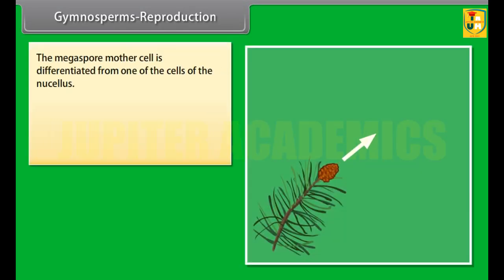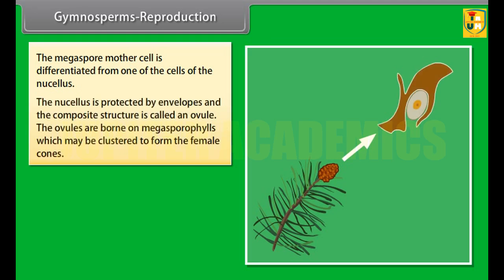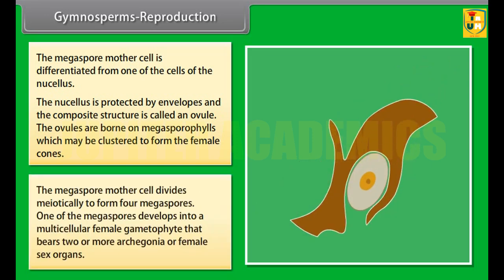Gymnosperms. Reproduction. The megaspore mother cell is differentiated from one of the cells of the nucellus. The nucellus is protected by envelopes and the composite structure is called an ovule. The ovules are borne on megasporophylls which may be clustered to form the female cones. The megaspore mother cell divides meiotically to form 4 megaspores. One of the megaspores develops into a multicellular female gametophyte that bears 2 or more archegonia or female sex organs.